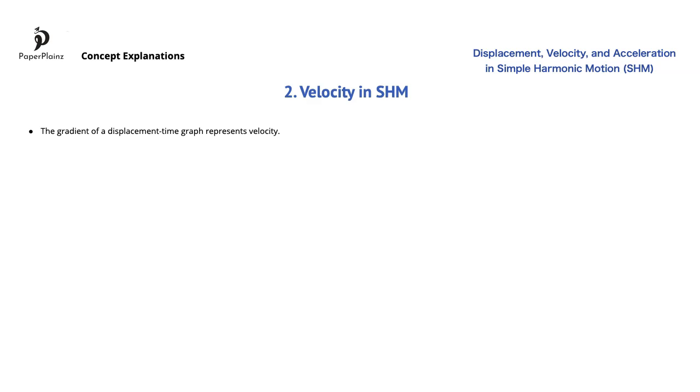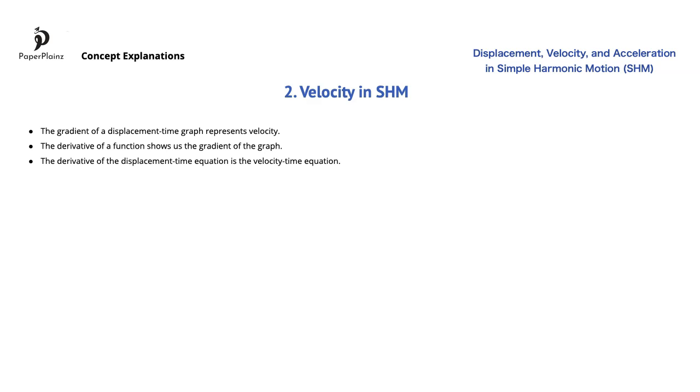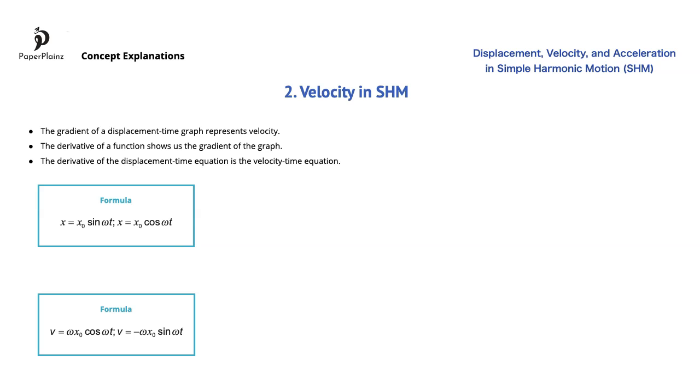You have either learned or will learn in your math course that the derivative of a function shows us the gradient of the graph. Connecting this with the point above, we can conclude that the derivative of the displacement time equation is the velocity time equation. Here are the two displacement equations that we just learned. In the IB Physics data booklet, you will also find two velocity equations. So when we take the first displacement equation and differentiate it, we get the first velocity equation.